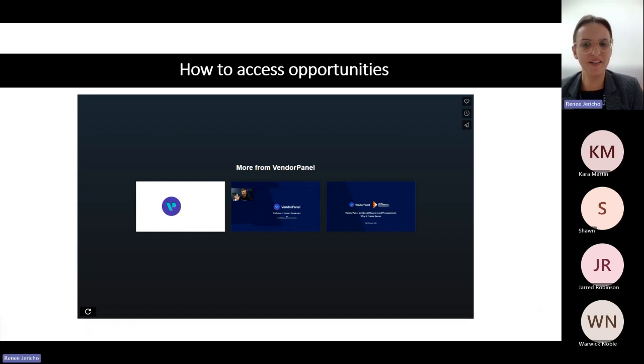So staff don't always know if there are local suppliers in our area for the goods or services that they're looking for. One of the ways they can search for this is through the VendorPanel Marketplace, and we can actually set geographical locations to show all the businesses that are registered within 20 kilometres of town of Gawler.